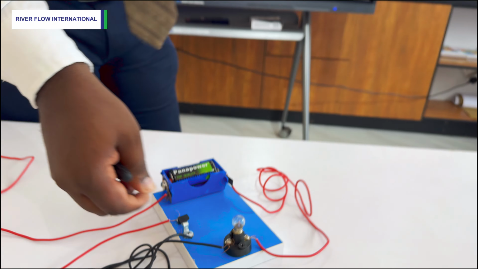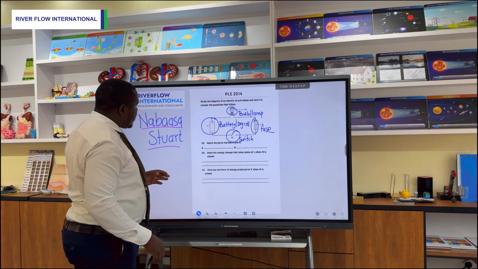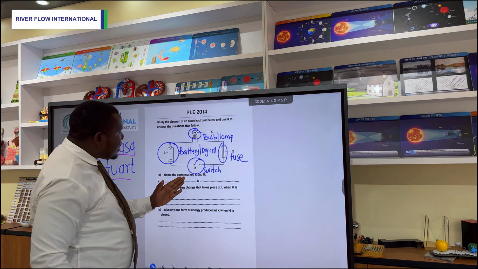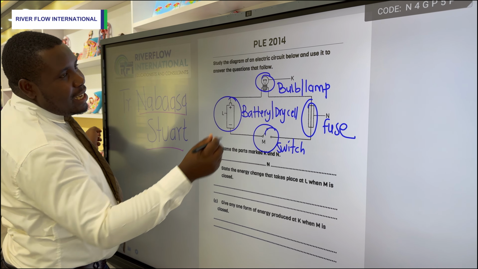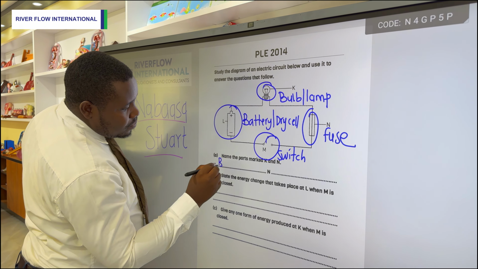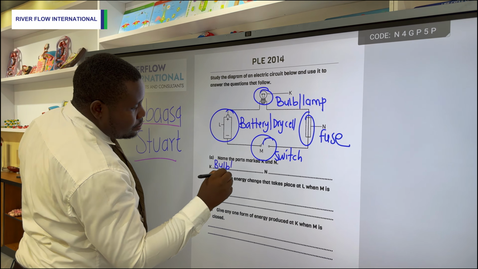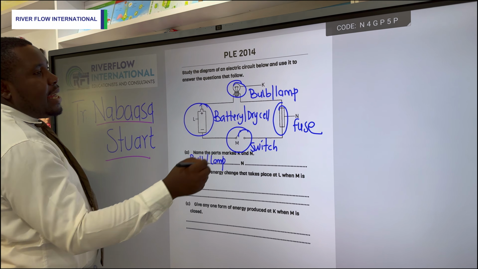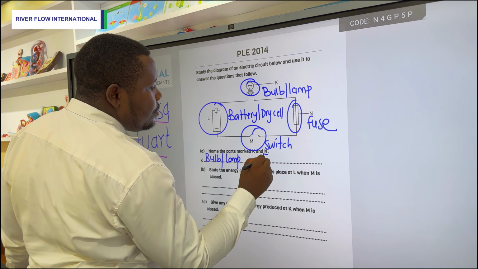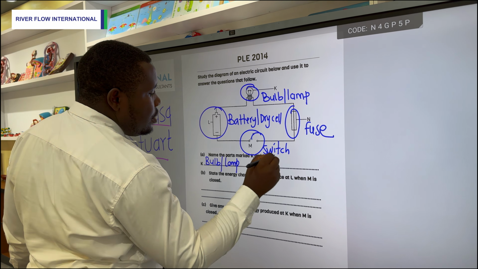Now, we can go direct to the questions. Name the parts marked K and N. K, we have already said, we know it. K is a bulb, or what we can call a lamp. And what is N? This symbol is a symbol for the fuse.